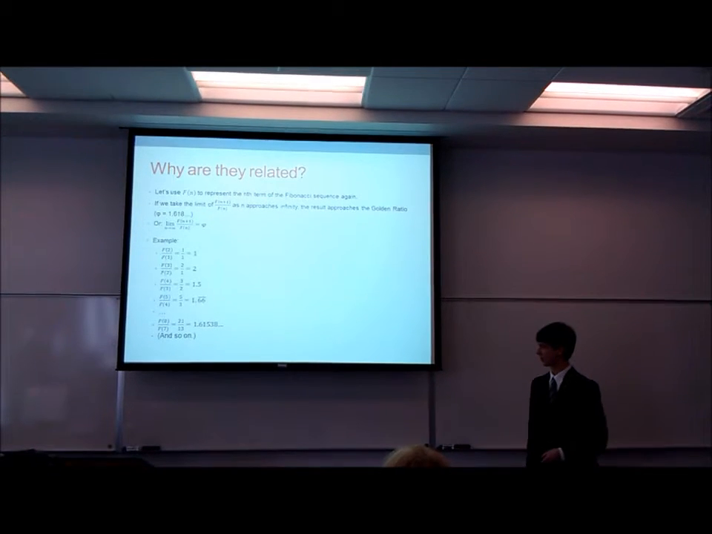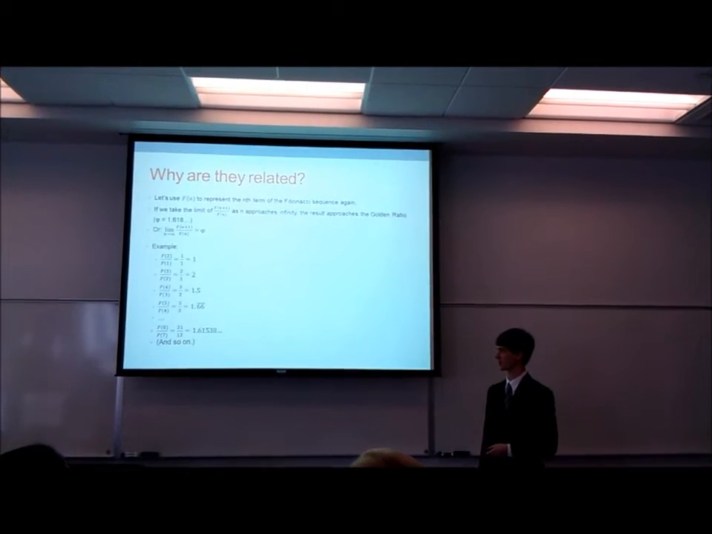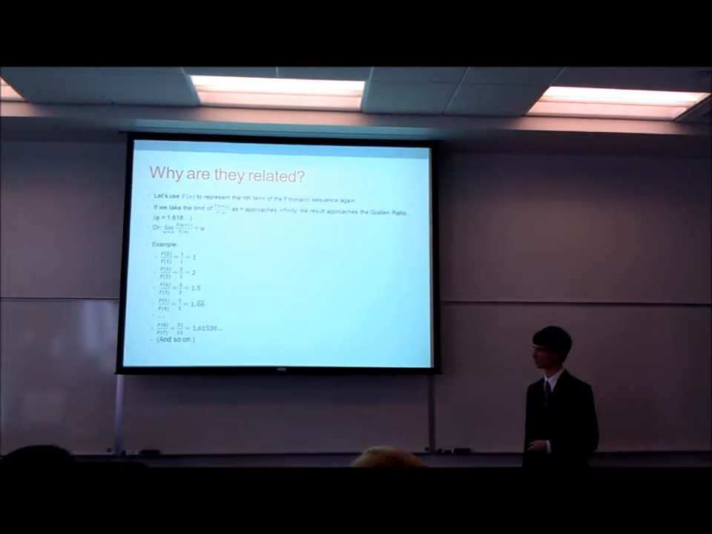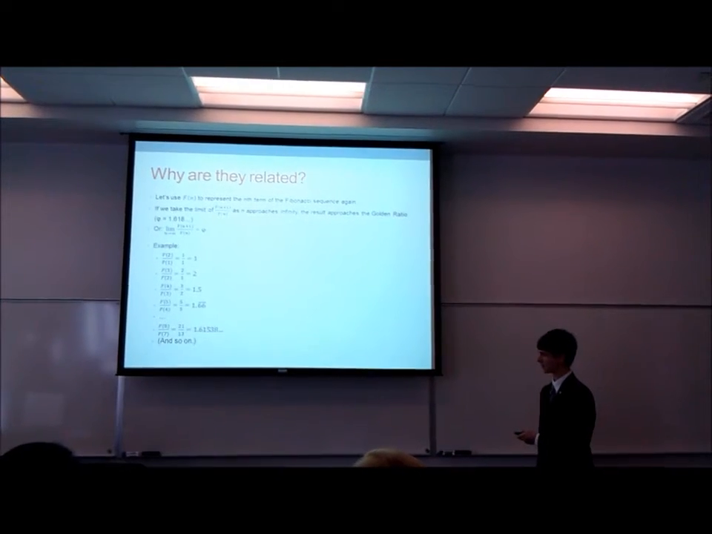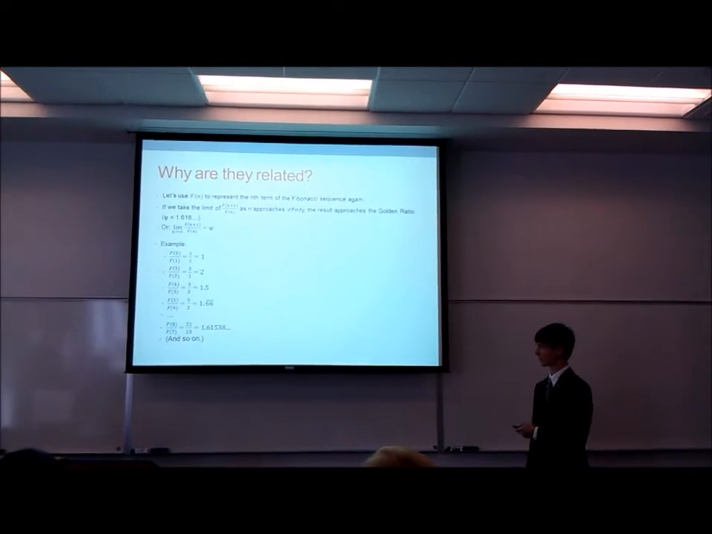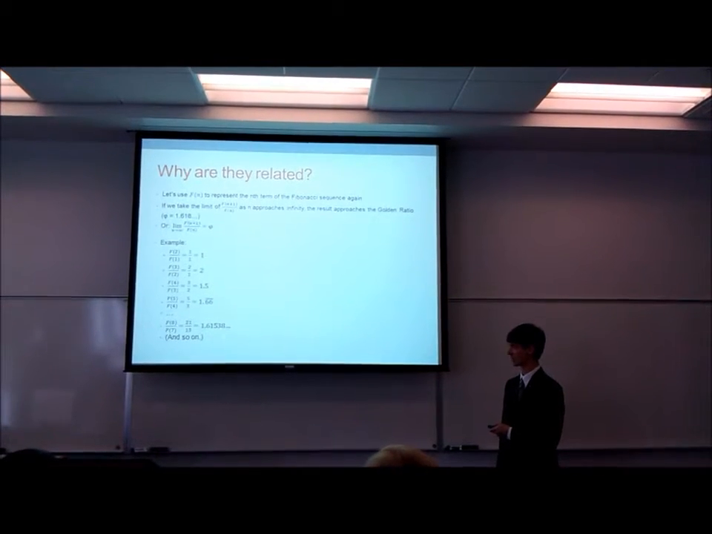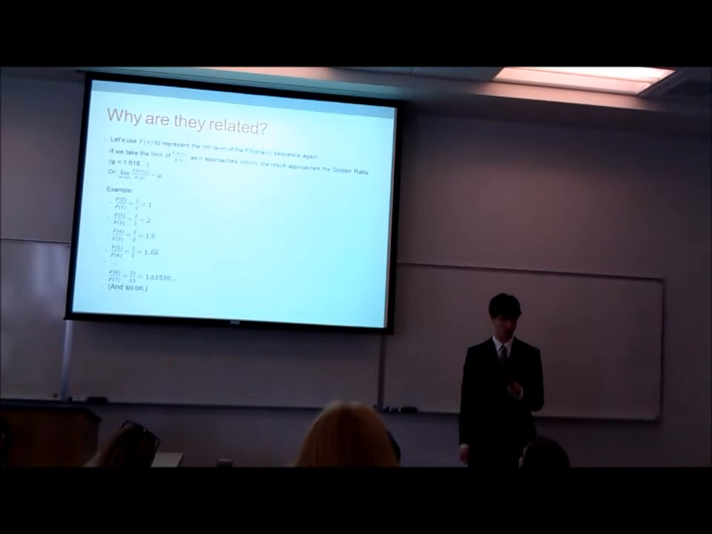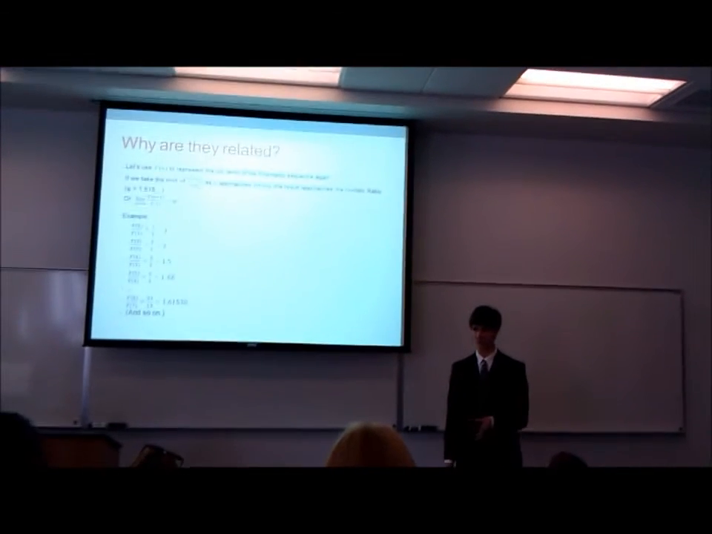So, for example, we just start off with the first two numbers. That's 1 over 1, that's 1. That's not very close at all. But if we skip all the way down to the 8th number and the 7th number of the Fibonacci sequence, 21 over 13, that's 1.615. And if you keep getting larger and larger numbers, it gets closer and closer to the golden ratio.